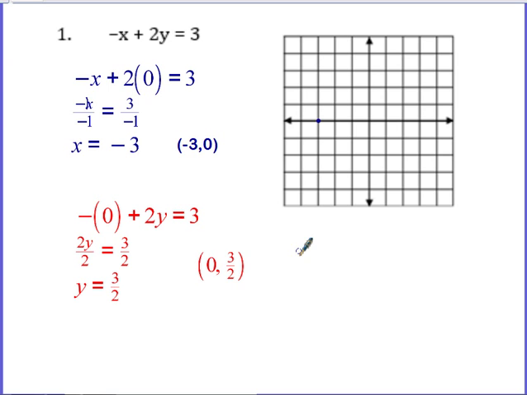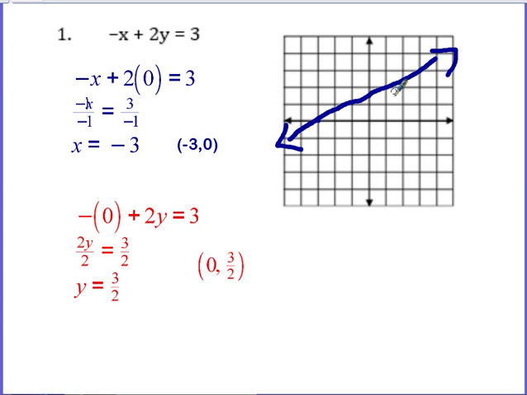I know that 3 halves as a decimal would be 1.5, so on the y-axis I'm going to go up 1.5, so it would be right about there. And then I'm going to draw a line between these 2 points. It goes on forever in both directions, so now I have graphed that.